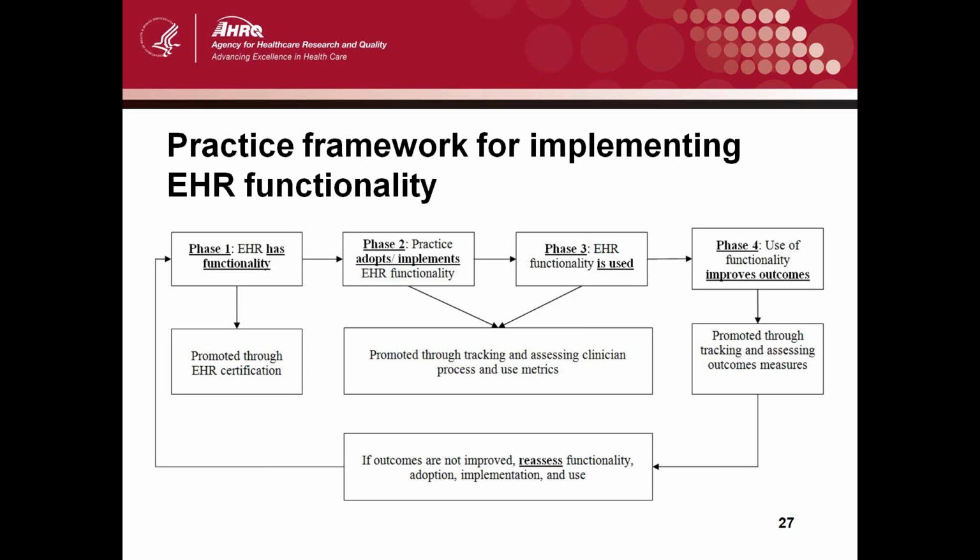But part of that whole cycle is that as practices adopt and implement things, and as they start using things, they need to be tracking and assessing metrics and process and what's happening. They also need to track whether it has the intended improved outcomes that everyone is hoping for, and then go back and reassess that functionality. If it's not improving the outcomes that we're intending, how do we change the functionality and move to the next level and make it better?